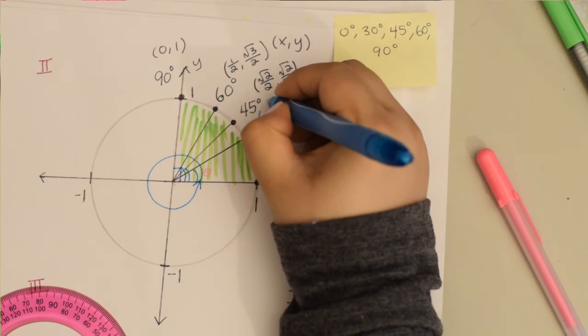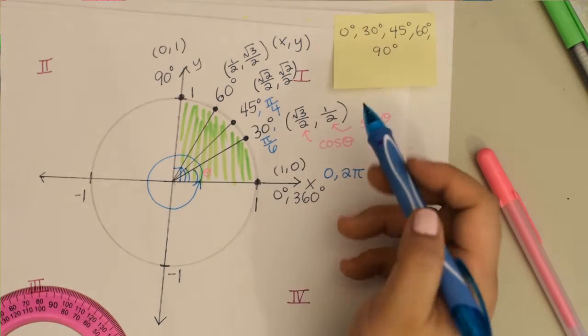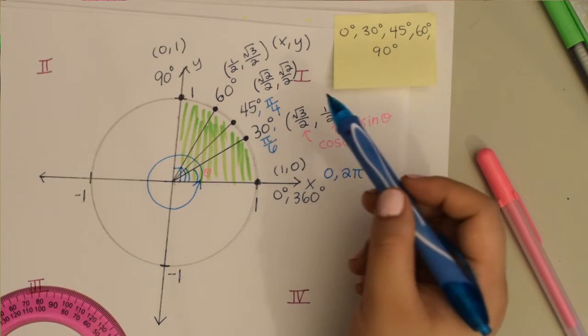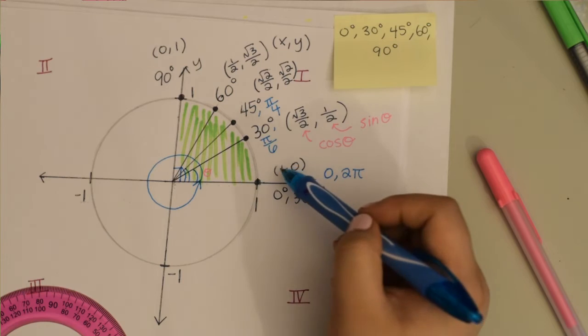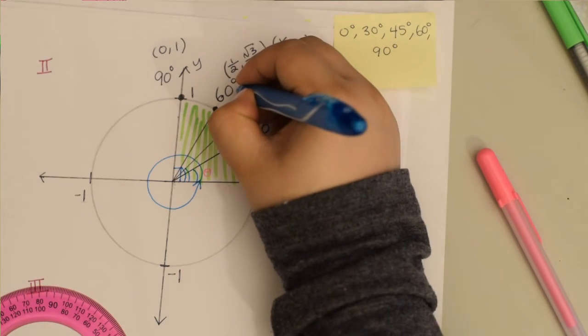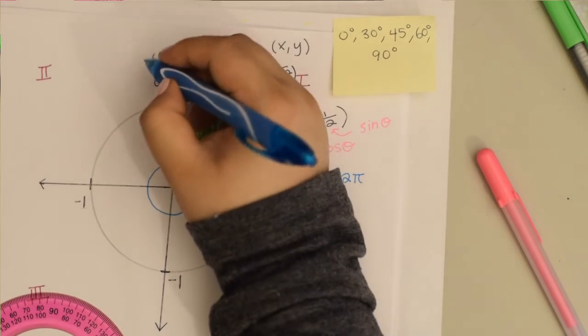45 degrees is pi over 4. Okay. So again, like 30 divided by 180 is 1/6, and then times pi, so pi over 6, pi over 4, pi over 3, and then 90 degrees is pi over 2.